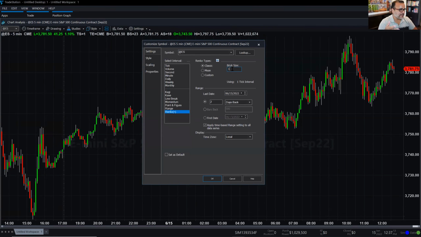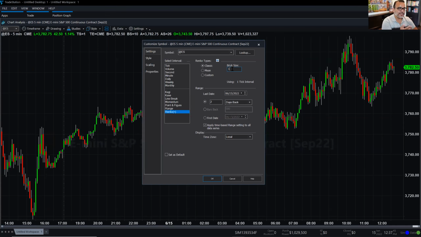Since I'm using a symbol that is really high in value, 3,781, it makes sense to have a 1 brick size. There's different tools you can use to kind of have a measure of how the symbol is moving. Like you can use average true range to see how much it moves based on the time frame that you want to look at. But again, that's a totally separate conversation.